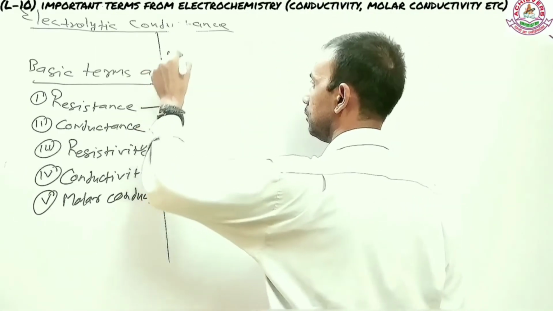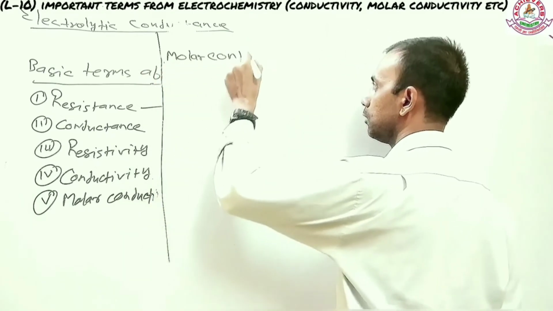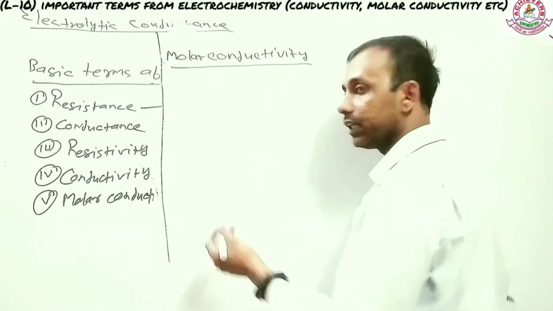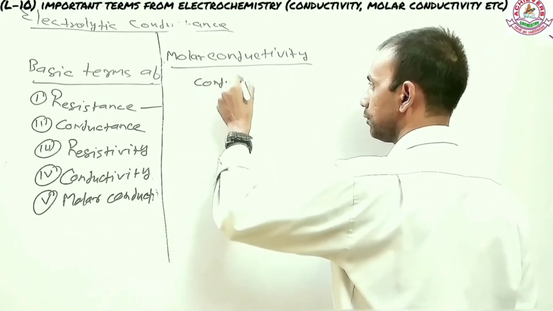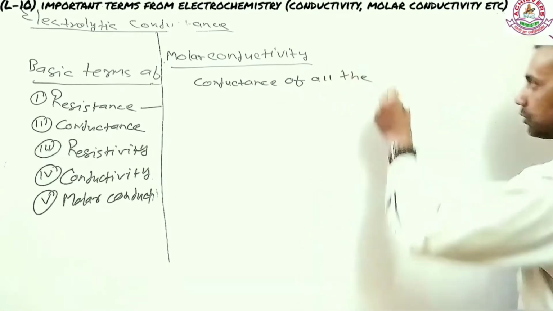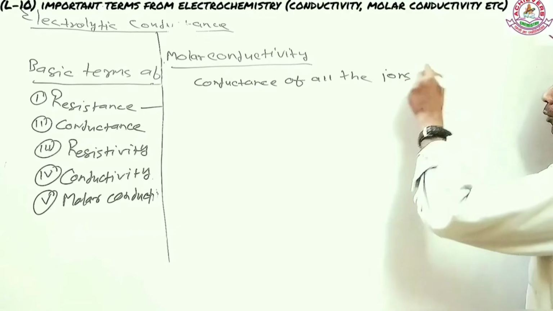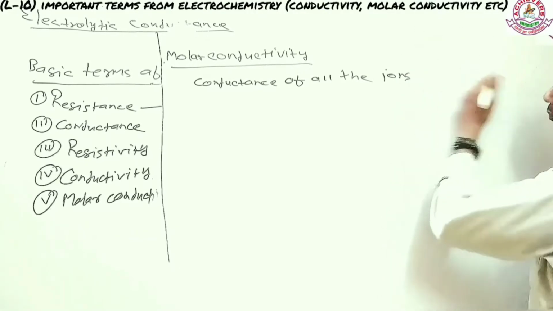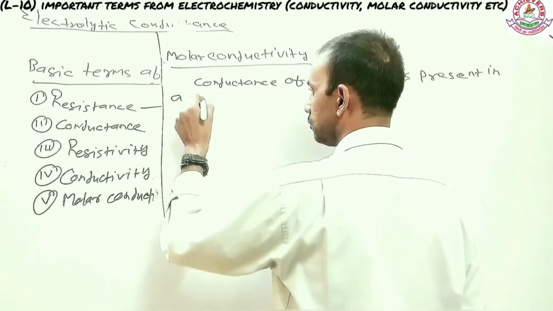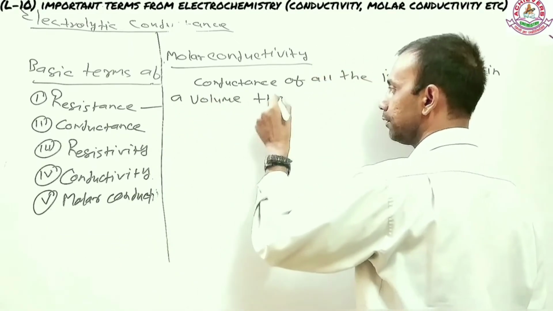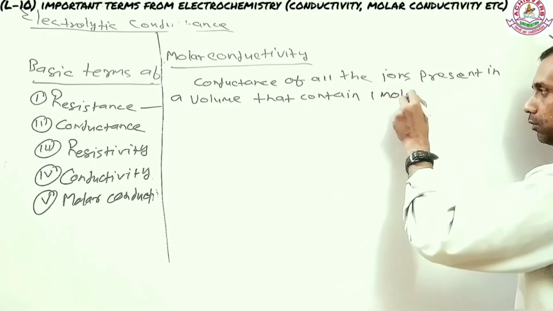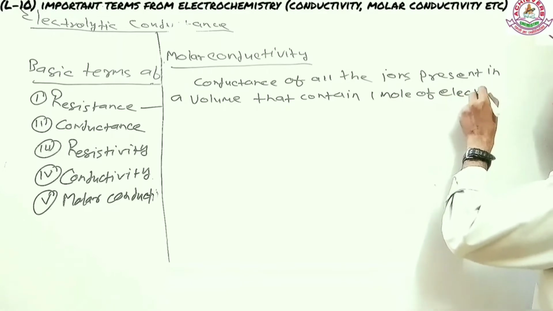Molar conductivity. This is something important. Let me define it first and then I will discuss. Conductance of all the ions produced, all the ions present in a volume that contains 1 mole of electrolyte.